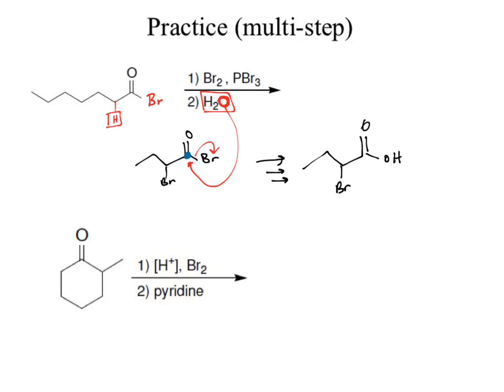So carboxylic acids, no go in enol chemistry. All the rest, yes. Even esters are kind of piss poor when it comes to enol chemistry.